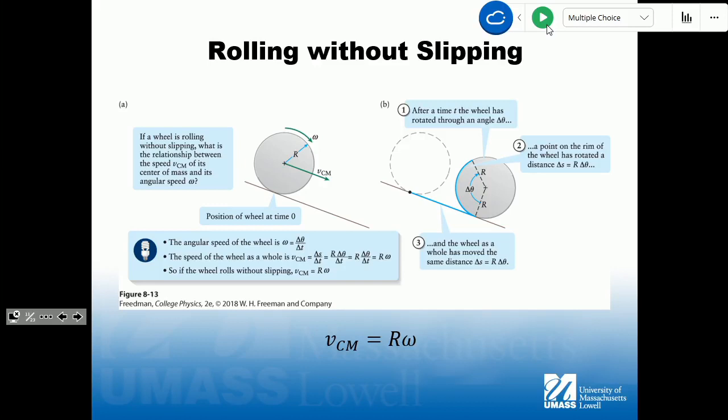Everyone with me so far? So remember this relation, it's going to help. The linear speed of an object that is rolling is directly related to its radius and its angular speed, and it's v equals r times omega. Everyone good so far? Okay.